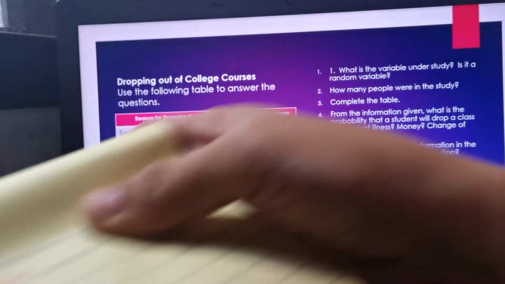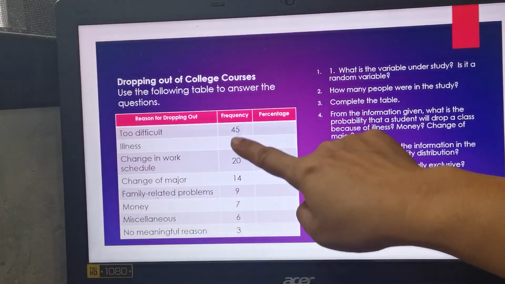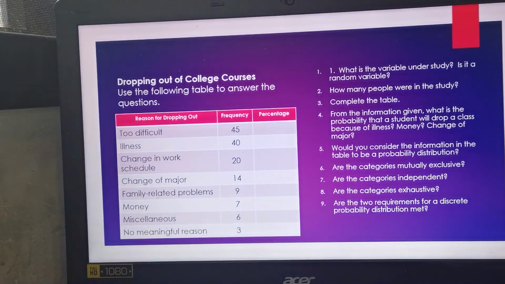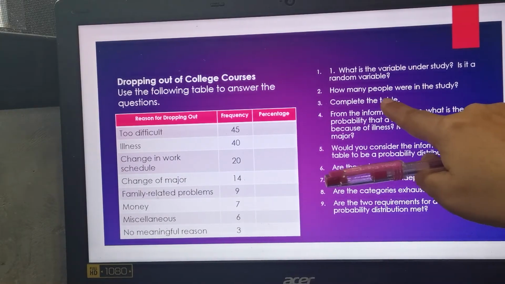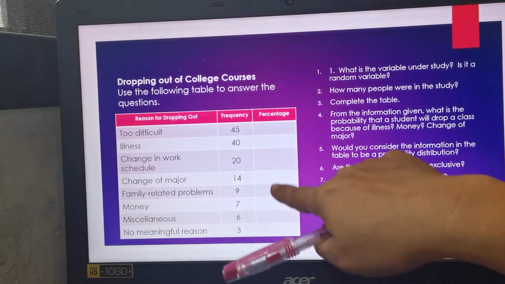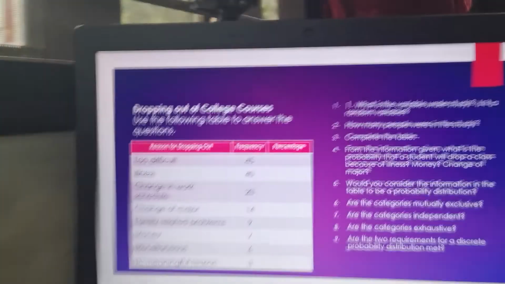Okay, so what we're going to do to answer number 2 is to add all this. Ayan, so that is equal to 144. Okay, 144 yan. So the answer in number 2 is 144. Then complete the table. Iko-complete daw natin by getting the percentage. So isusulat natin yung percentage niya.